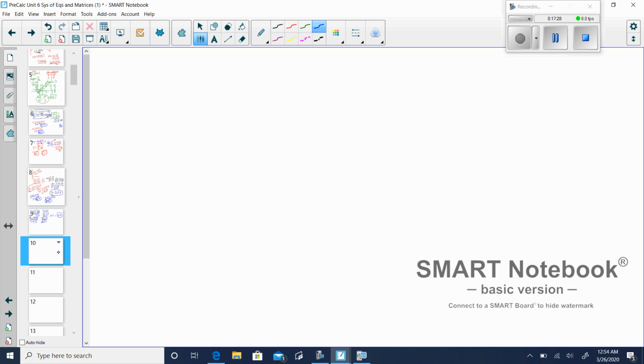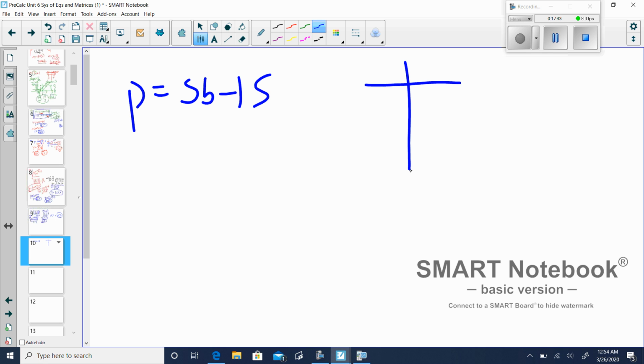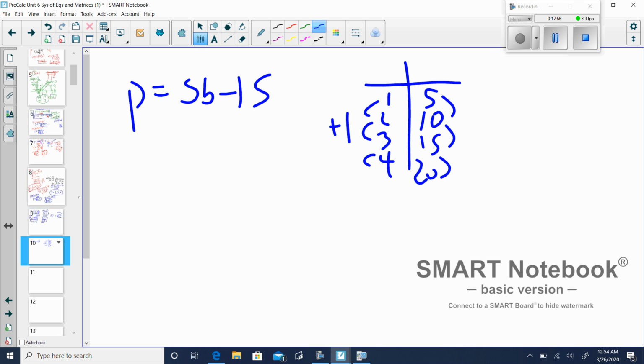All right, moving into number 2. Carol's profit is represented by the function P equals 5B minus 15. Then we have a table for Kate's profit. Now, for this table, as we go up from 1 to 2 to 3 to 4, we're changing by 1. And what's happening to Kate's profit? Her profit is changing by 5. Ooh.